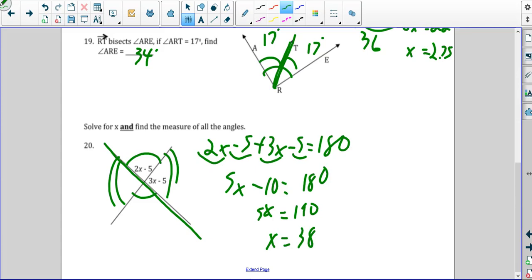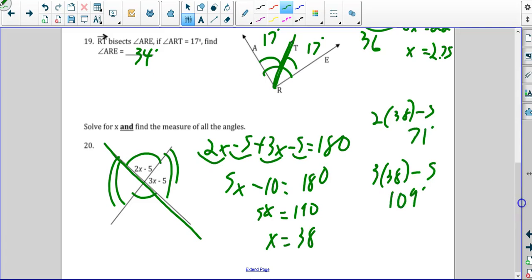And it says find all the measurements. So I'm going to do 2 times 38 minus 5, and 3 times 38 minus 5. That's going to give me 71 degrees and 109 degrees. So 71, this is vertical, 71, 109, 109. That's it. Good luck.